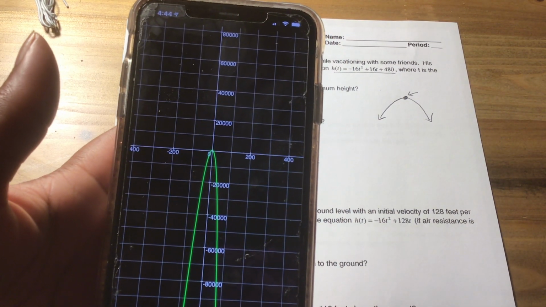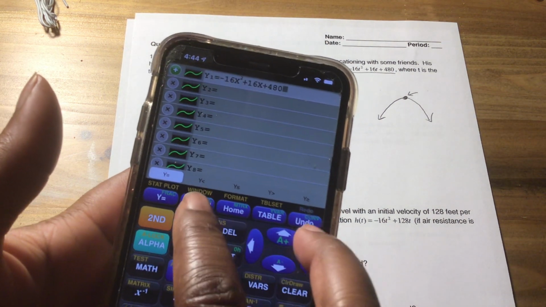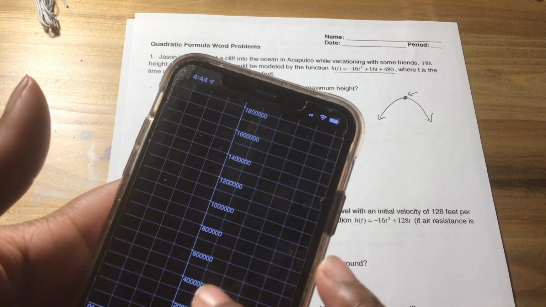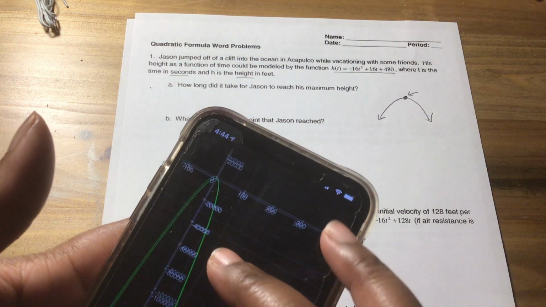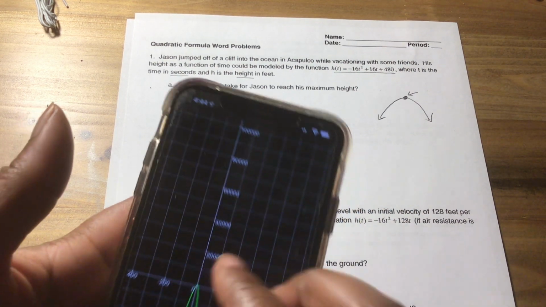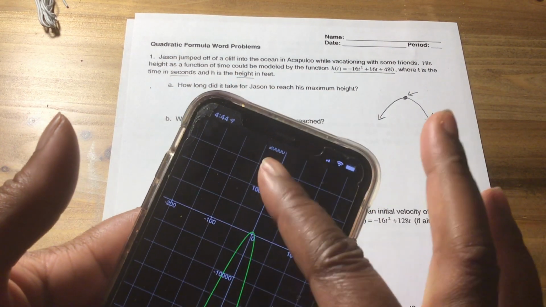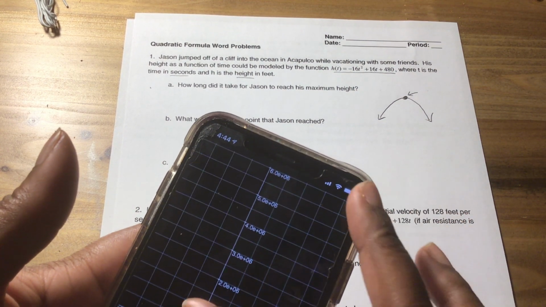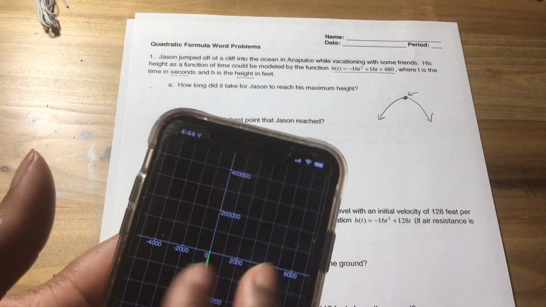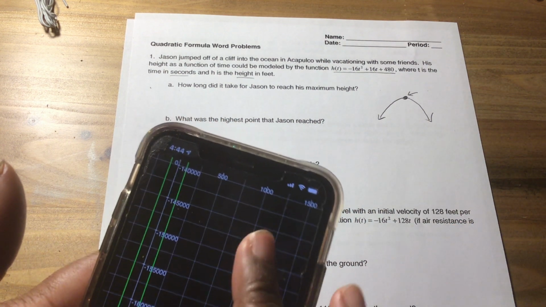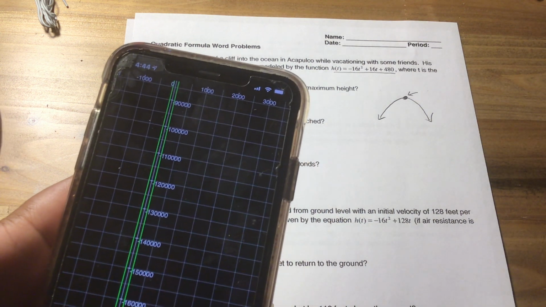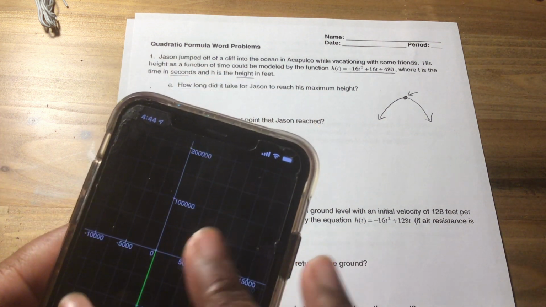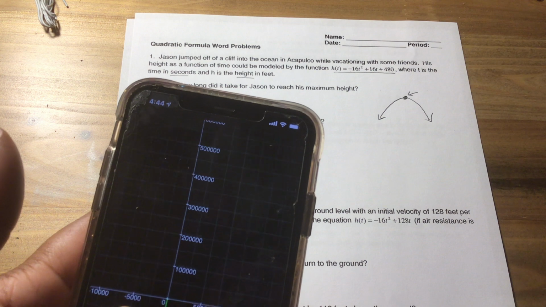Ooh, let me do. I had it perfect the first time, and then I messed it up. I completely messed up my graph.